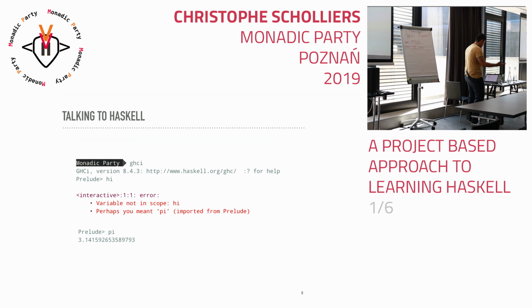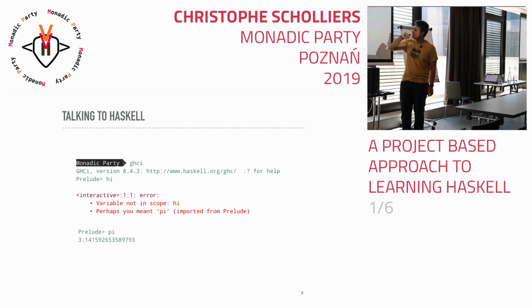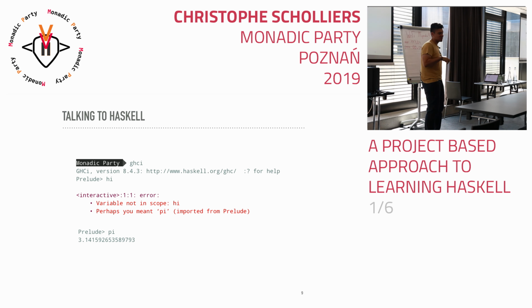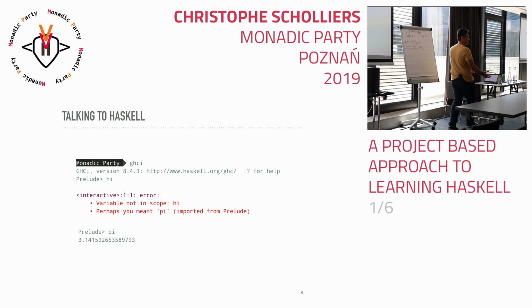So the first thing, if we are friendly people and we are having a chat box, the thing that we could do is just say hi. And what Haskell responds is, well, the variable hi is not in scope. Yeah? And so it says, perhaps you meant pi. So let's try that. And then we get pi. Okay. So Haskell seems to be knowing a lot about math.